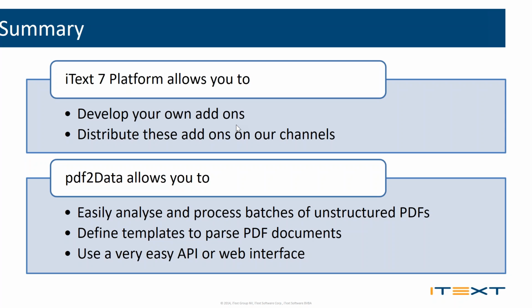Okay, thank you, Boris. So to wrap up, the iText 7 platform allows you to develop your own add-ons using your own code built on top of iText 7, and we allow you to distribute these add-ons on our own channels. And pdf2Data, the first of the third-party add-ons, allows you to easily analyze and process unstructured PDFs in an automated way. It allows you to define templates to parse these documents and use a very easy API on the command line or as a REST interface.